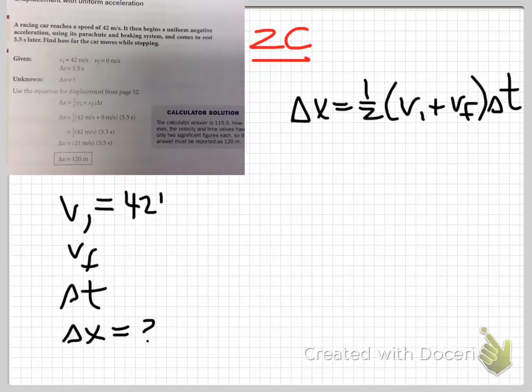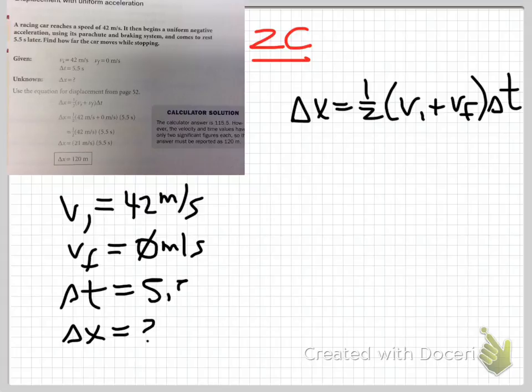So VI is 42 meters per second. They gave you 2 sig figs to work with. What's VF? Is it given in the problem? It stopped. What's its VF? 0. 0 meters per second. And it says that it comes to rest 5.5 seconds later. We'll often see problems where it says something starts from rest or comes to rest. That gives you either VI or VF. That at rest is for 0. So this is great. We don't even have to do any rearrangement.